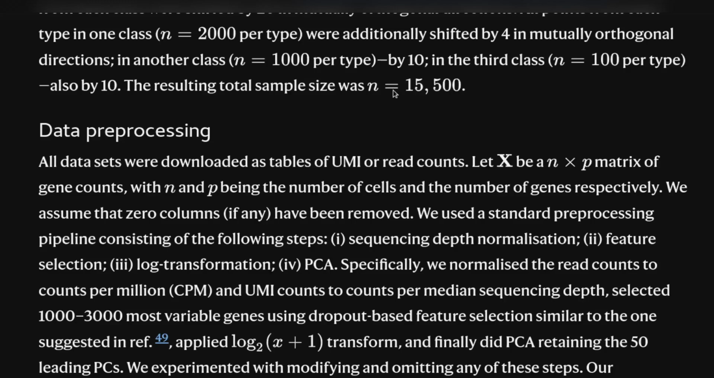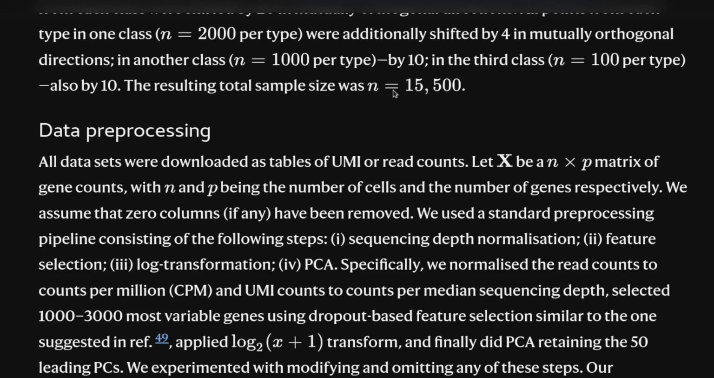Sequencing depth normalization. We divided the read counts of each cell by the cell's sequencing depth and multiplied by 1 million to obtain CPM. We normalized the UMI counts by the cell's sequencing depth and multiplied by the median sequencing depth across all cells in the dataset 50. This is more appropriate for UMI counts, because multiplying by 1 million can strongly distort the data after the subsequent log transform 51.